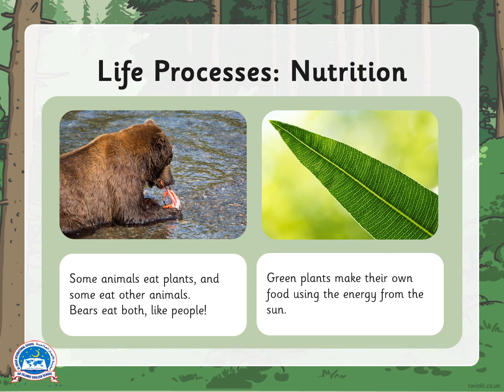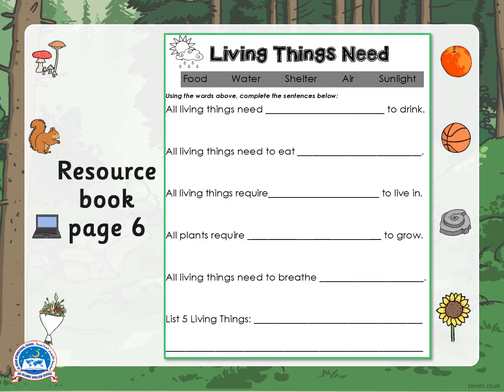Here are some pictures showing us how different living things take food. Some animals eat plants, some animals eat other animals. Bear is an animal that eats both, just like people do. Green plants make their own food using the energy from the sun.